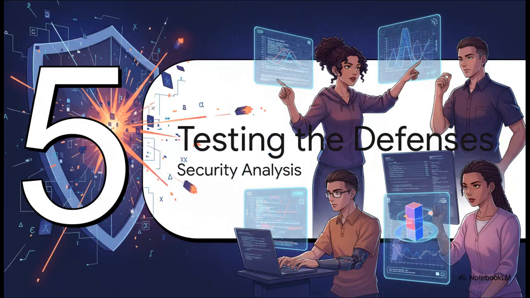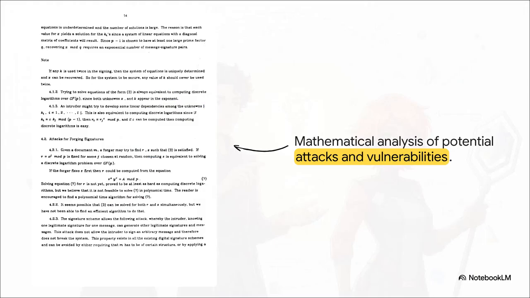Which brings us to part 5, testing the defenses. Any robust cryptographic paper has to relentlessly attack its own defenses, right? So the author methodically stress tests his own signature scheme. He explores several attack vectors. He looks at what happens if an intruder tries to develop linear dependencies among unknowns, or what happens if a forger attempts to create a valid signature pair, that r and s, without ever actually knowing the secret key.